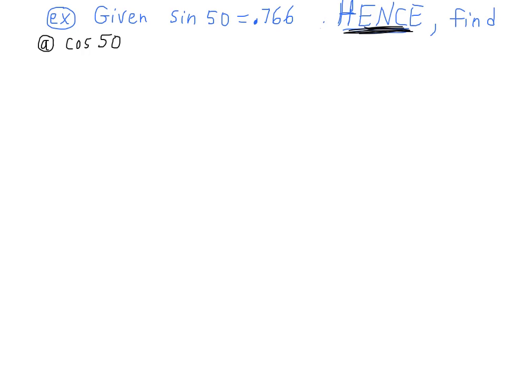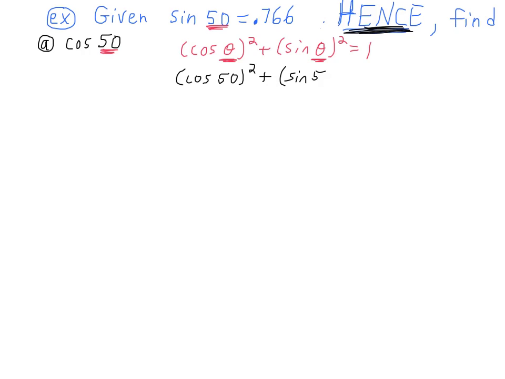Well, to find our cosine of 50, notice how the angle matches what's given. Okay, since the angle matches, we can use the identity that we just talked about in the previous page. Cosine of theta squared plus the sine of theta squared equals 1. Now, by theta, we mean the angles must be the same. So, the cosine of 50 squared plus the sine of 50 squared equals 1.